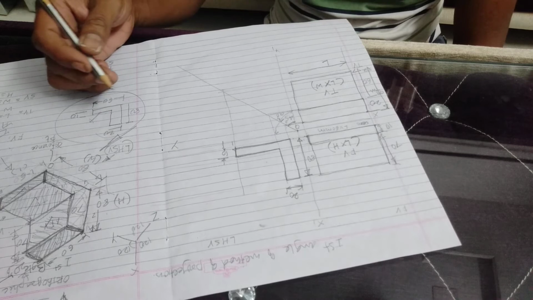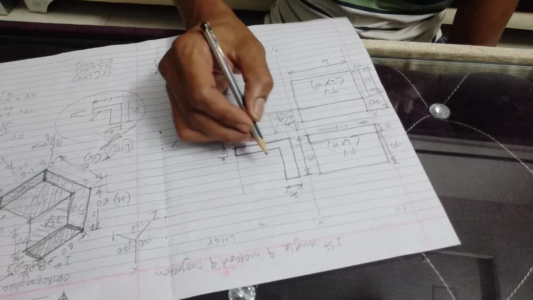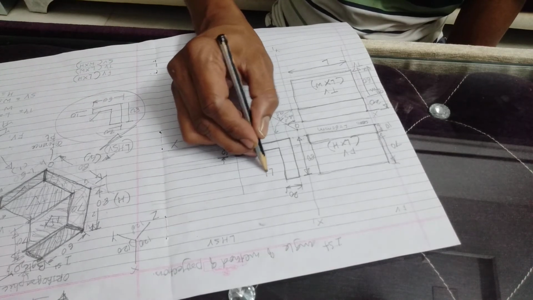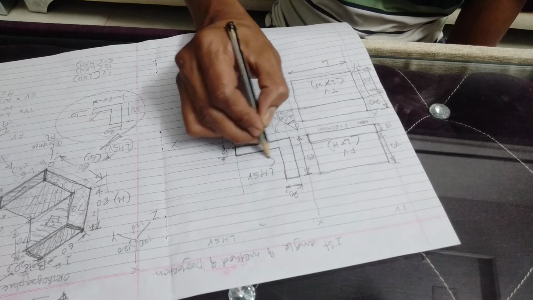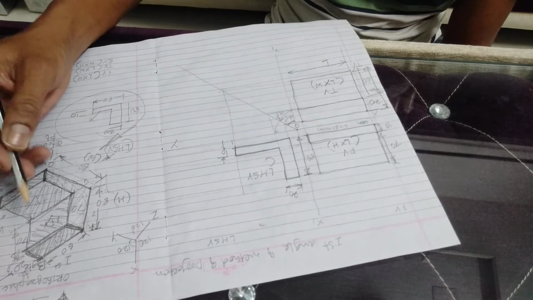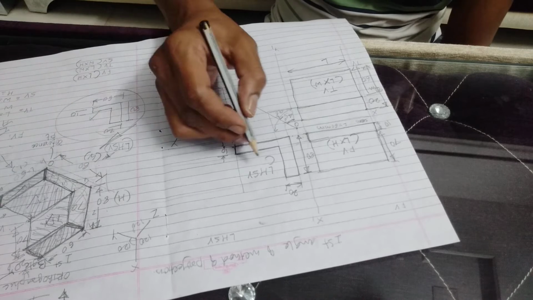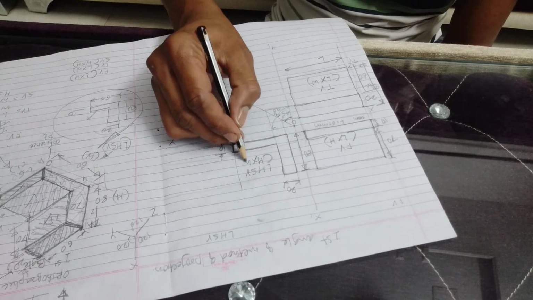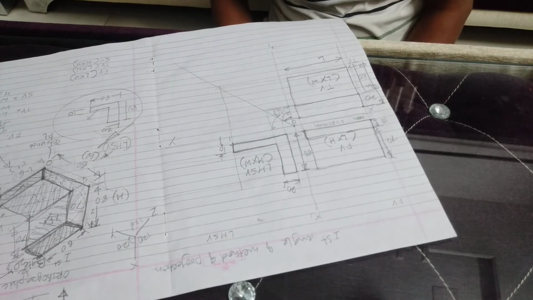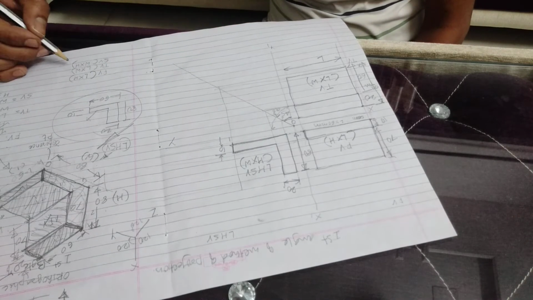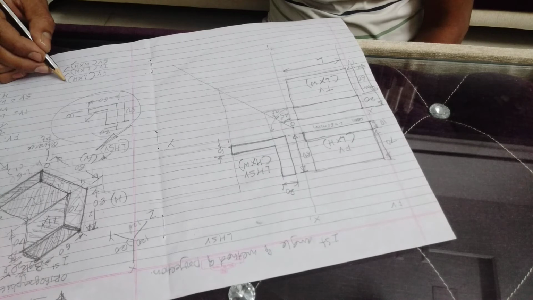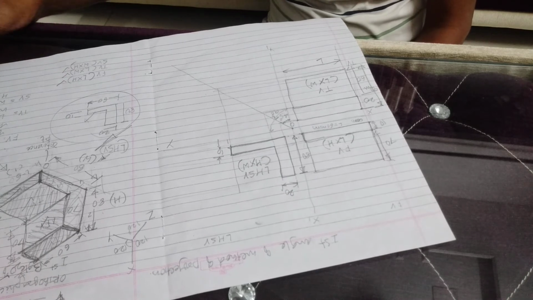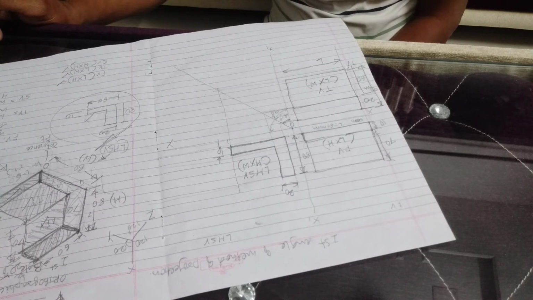So this is called an orthographic projection, and this is your left hand side view. So what does it indicate? The height. You are observing height and width in the left hand side view. So width and height, length and width, and length and height. So this is all about the orthographic projection.